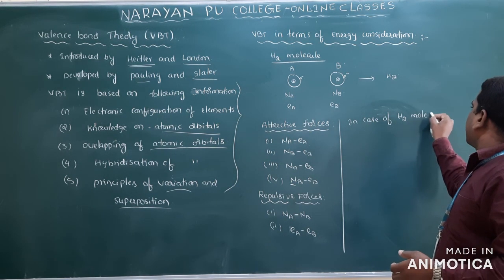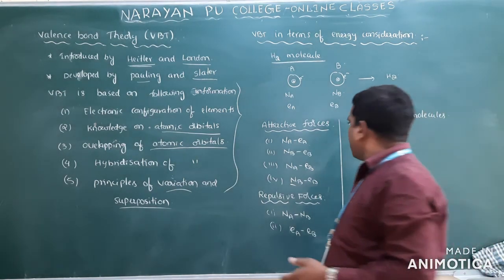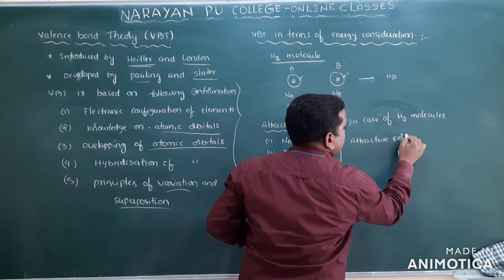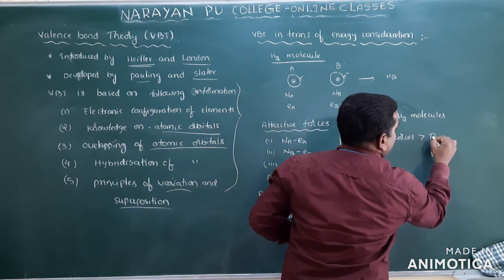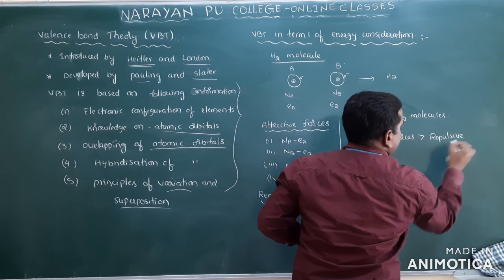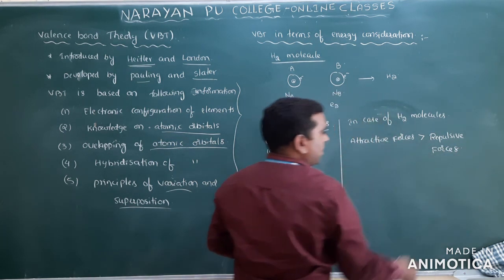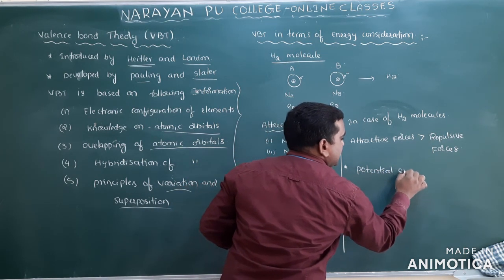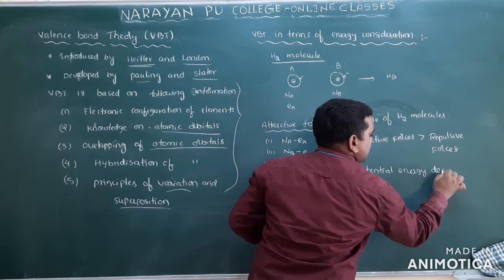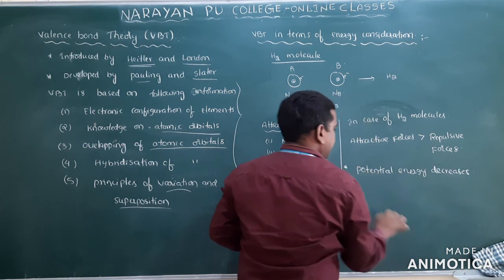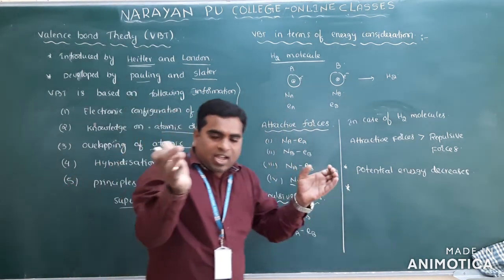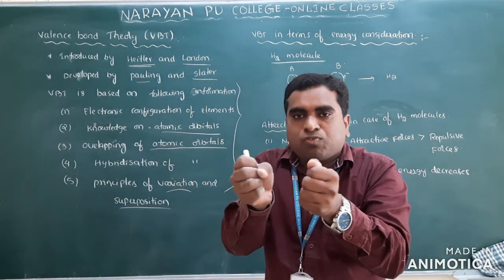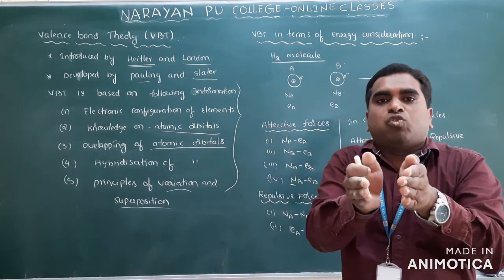So in the case of hydrogen molecules, attractive forces are greater than repulsive forces. That's why the potential energy decreases. Clear? So when they are coming close, what will happen at a certain stage? The attractive forces are equal to the repulsive forces.